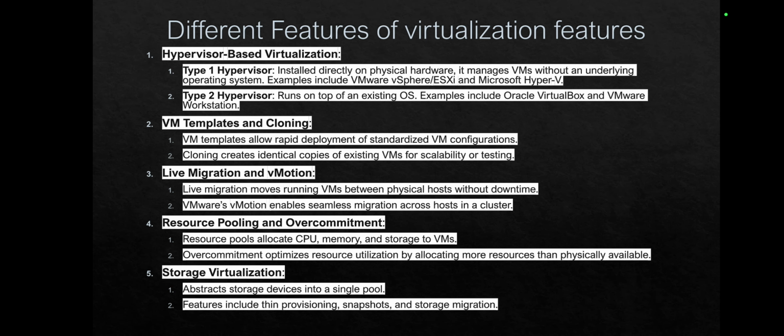4. Resource pooling and overcommitment. Resource pools allocate CPU, memory, and storage to virtual machines. Overcommitment optimizes resource utilization by allocating more resources than physically available. 5. Storage virtualization abstracts storage devices into a single pool. Features include thin provisioning, snapshots, and storage migration.